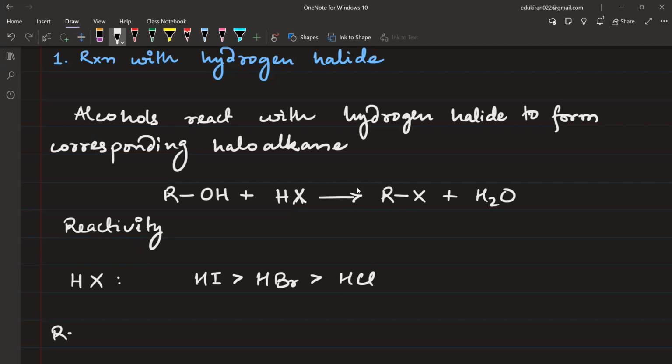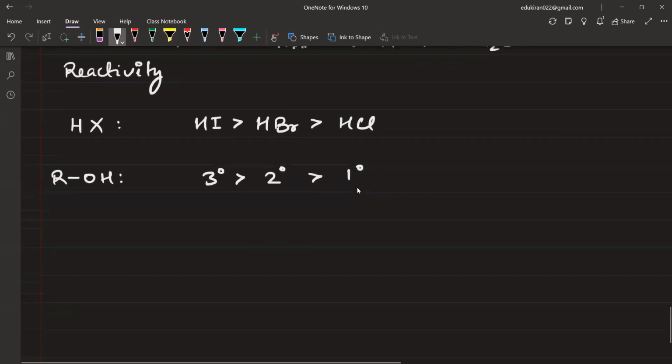If I talk about the alcohol, then in terms of alcohol, our reactivity order will be the same. 3 degree most reactive, followed by 2 degree and followed by 1 degree. All of you got this? Yes or no? Please tell me. Yes, sir.